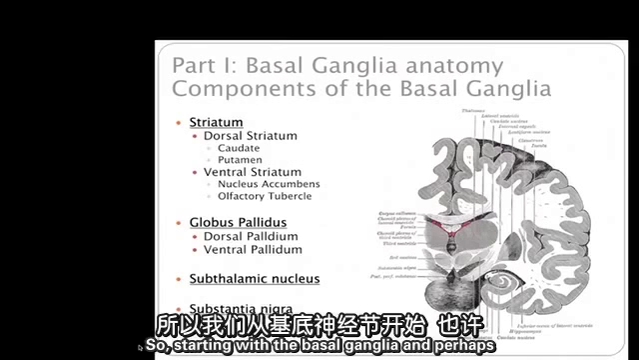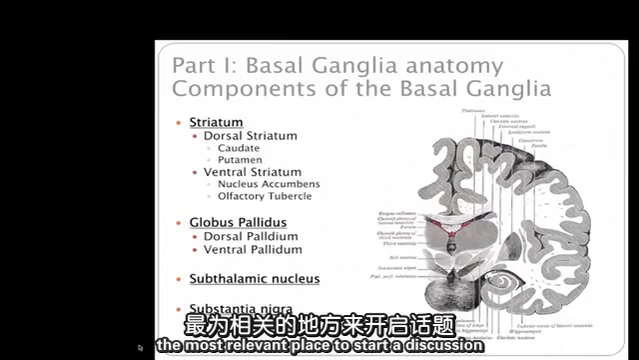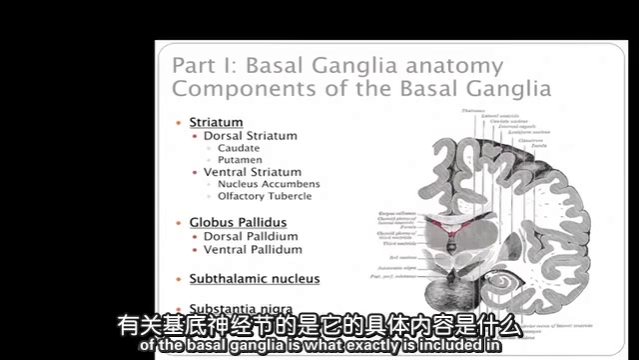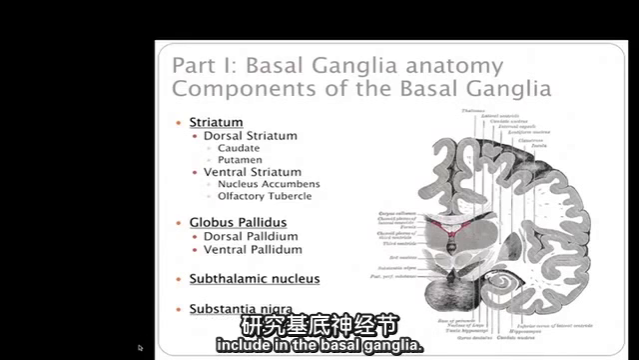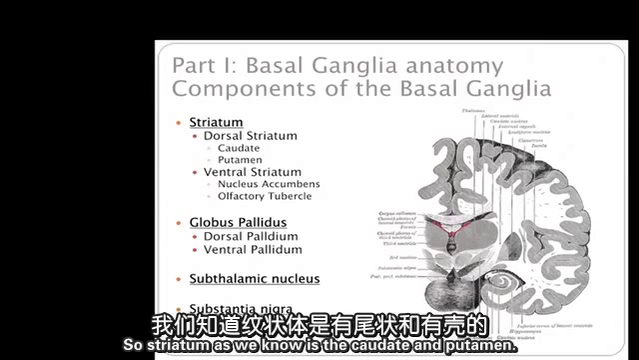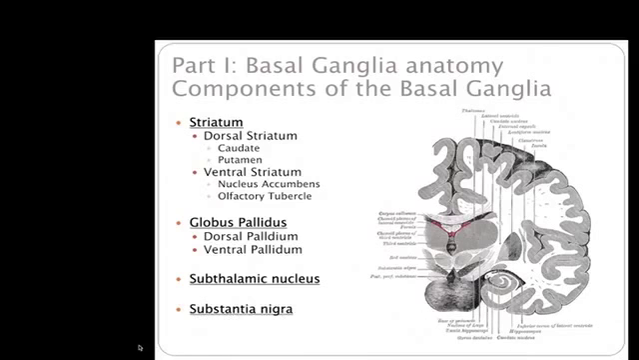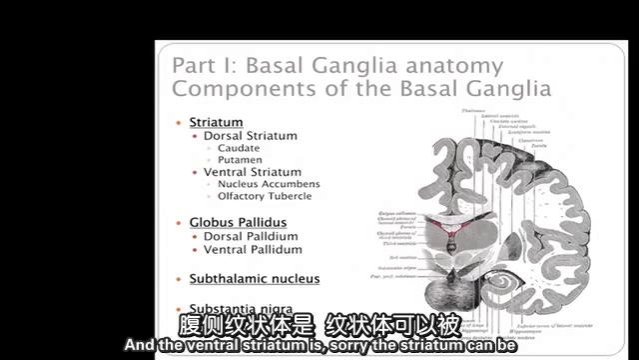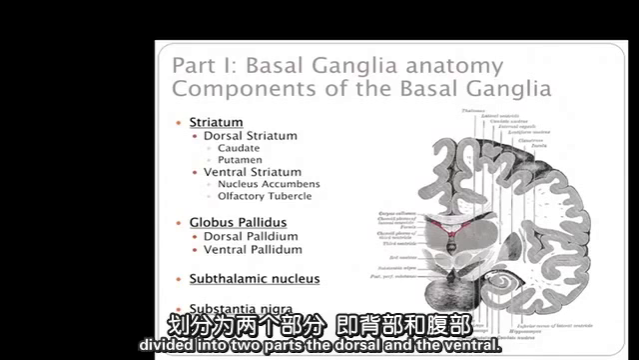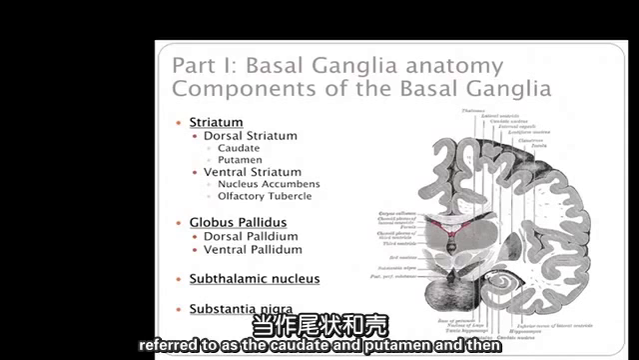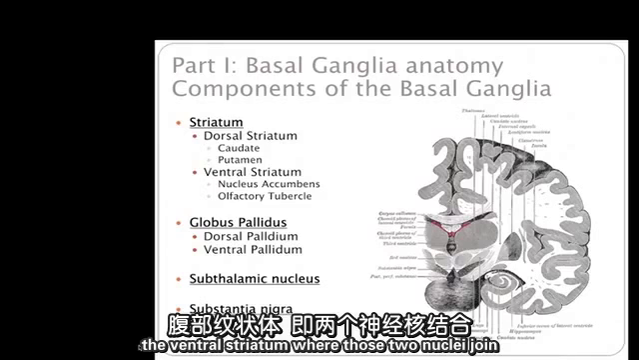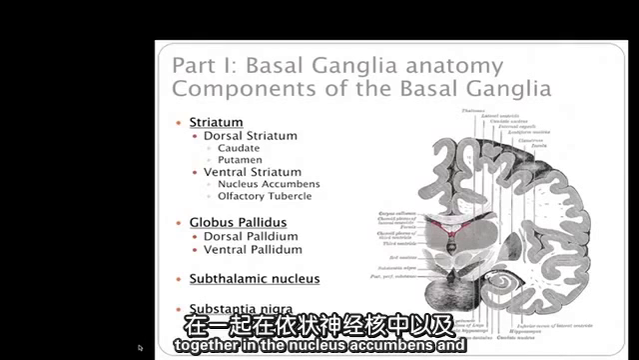Starting with the basal ganglia, perhaps the most relevant place to start a discussion is what exactly is included in the basal ganglia, and this is what most people include. So the striatum, as we know, is the caudate and putamen, and the striatum can be divided into two parts, the dorsal and ventral. The dorsal striatum is what we most often refer to as the caudate and putamen. But then the ventral striatum is where those two nuclei join together in the nucleus accumbens and the olfactory tubercle.